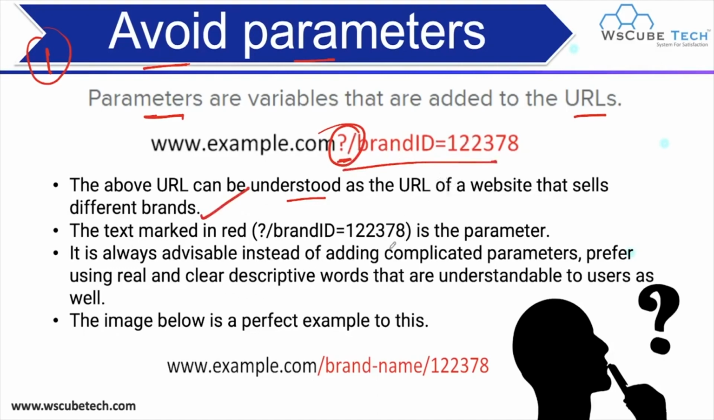It is always advisable, instead of adding any complicated parameters, to prefer using real and clear descriptive words. Just like in this particular example, we are using brand name here. These are clear words that are understandable by users as well as search engines. And after that, you can mention your / and then name this particular ID. So this is the best practice we have to follow.